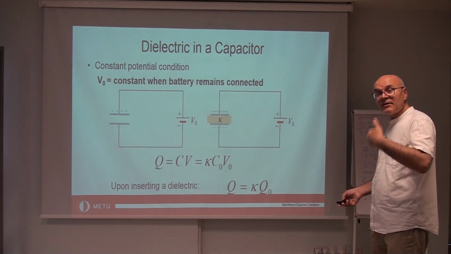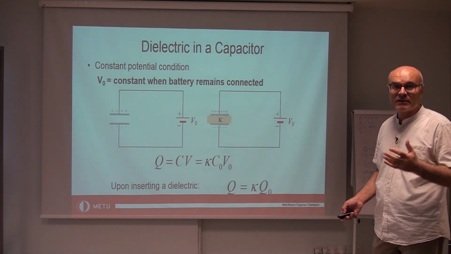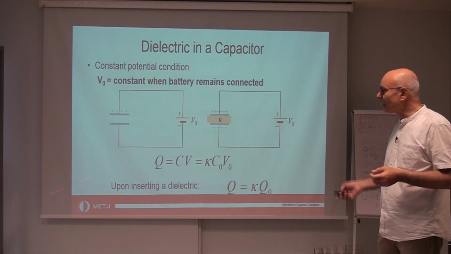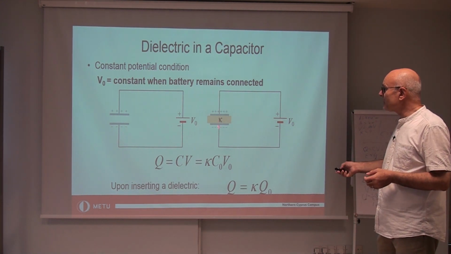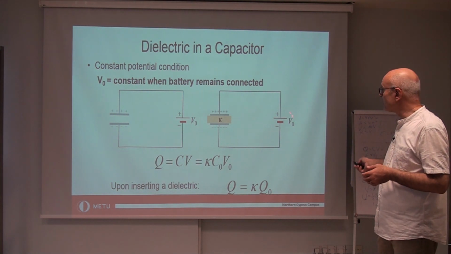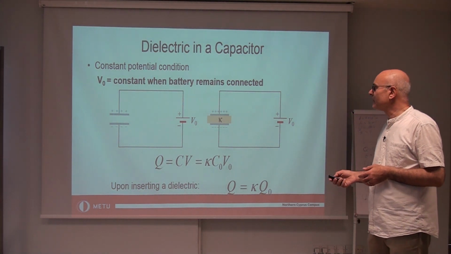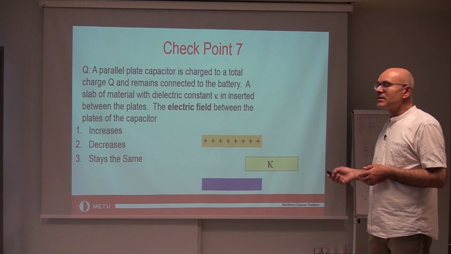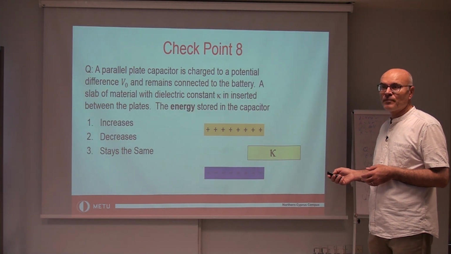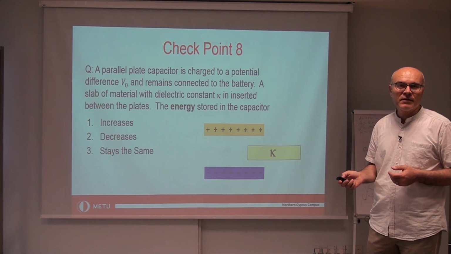So actually the charge increases by a factor equal to the dielectric constant. This increase in charge is necessary so that the potential difference across the capacitor remains V naught, which is the original one, which is the potential across the battery. Now, these are also two checkpoints that you need to consider before you proceed.